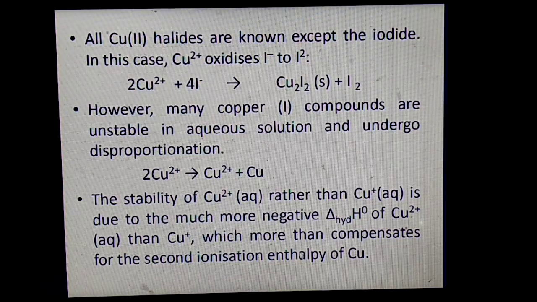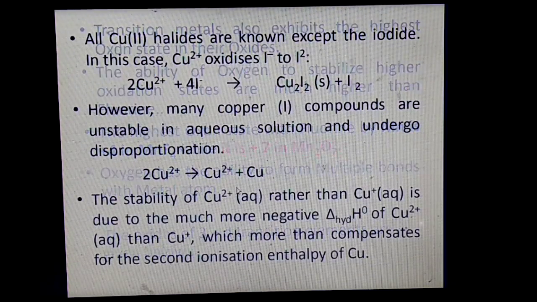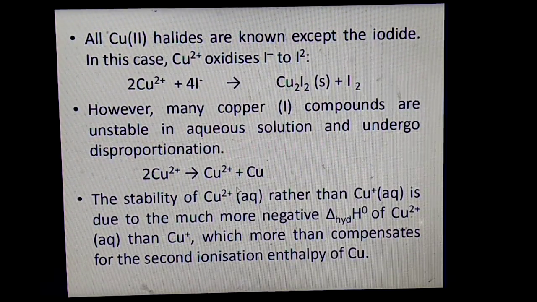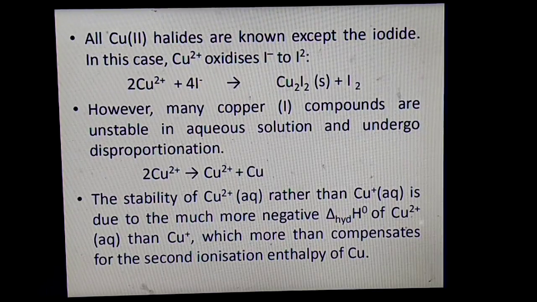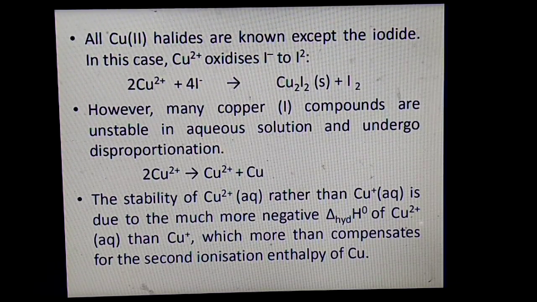So here ionization enthalpy and hydration enthalpy values you have to write. That is, more negative hydration enthalpy, which more than compensates for the second ionization enthalpy of copper. So this is the answer. Why is copper 2+ more stable than copper +1? So these questions you have to write in the notebook and learn. Practice these questions more and more, students.